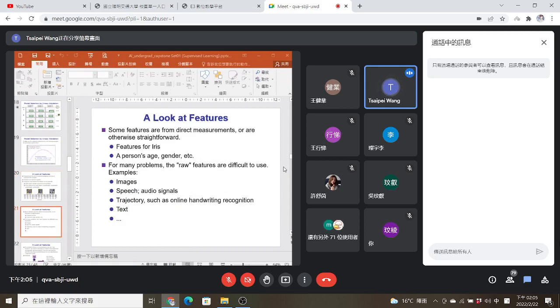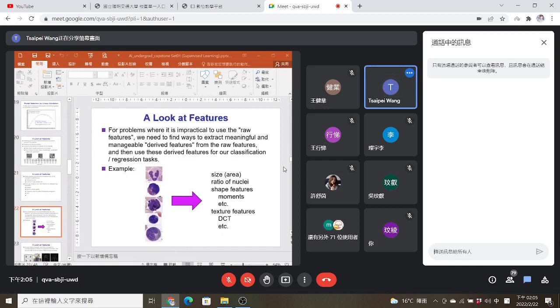Sometimes there are just too many values, or you cannot tell the correlation, or whether some values are just useless. There are very many examples here. So usually you have to find ways to identify likely useful features. Many of those are just derived features from the raw features. For example, you take an image and you compute the average color. That's a derived feature.